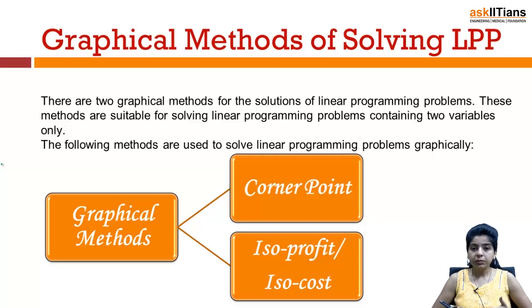If you have more than two variables, then these graphical methods cannot be used, and in those cases we use the simplex method, but here we shall be discussing only the graphical methods. Simplex method we won't be discussing. So there are two graphical methods for the solution of linear programming problems, and they are used only for problems containing two variables. The methods are, we have the corner point method and then we have the ISO profit, ISO cost method. Both the methods are quite interesting and we shall discuss the methods one by one.